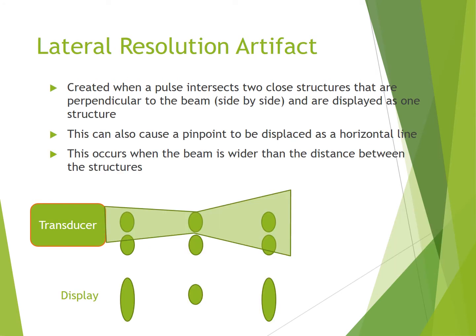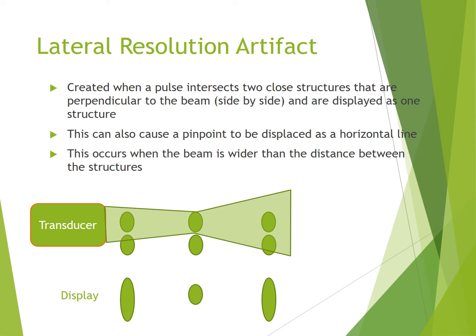Lateral resolution then works in the same way. We know that lateral resolution is how well the machine can display things that are side by side. Artifact comes in then when the machine is unable to display things correctly. So lateral resolution artifact is created when a pulse intersects 2 close structures that are perpendicular to the beam, or side by side, and then are displayed again as one structure.